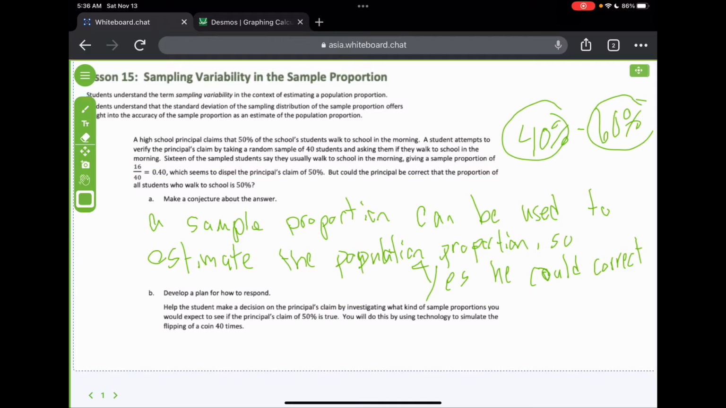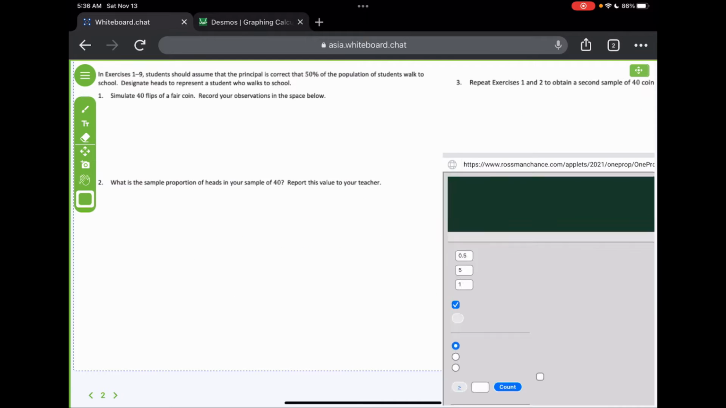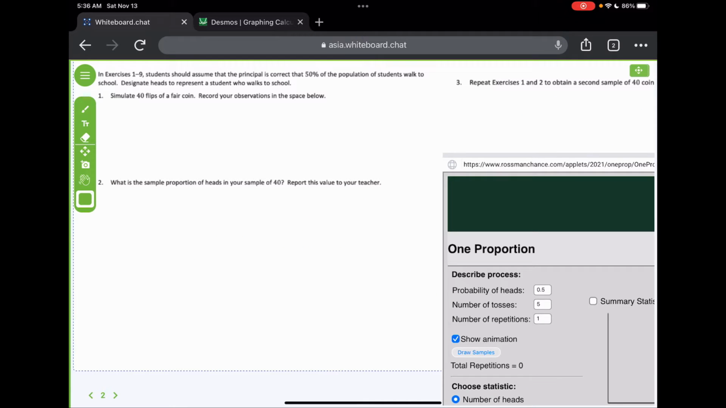Okay, so let's go to page 2. It says, exercises 1 through 9, students should assume that the principal is correct that 50% of the population of students walk to school. Designate heads to represent the students who walk to school. Simulate 40 flips of a fair coin. Record your observation in the space below.